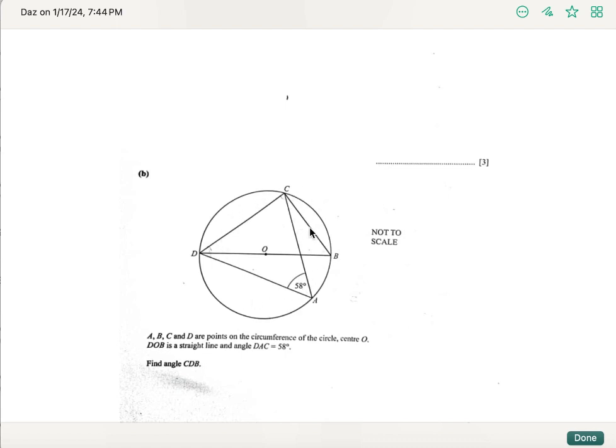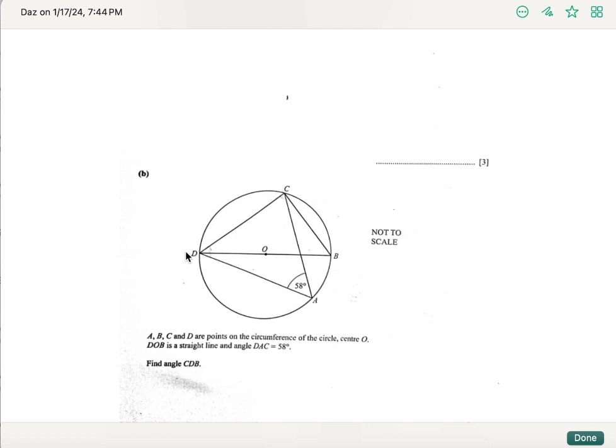The first thing to note, before I go to the whiteboard, is that this angle and this angle B, they are equal. Why? They're both standing on the same segment, or you can say they're both standing on the same arc, this minor arc, or you can say they're both standing on this chord, DC.